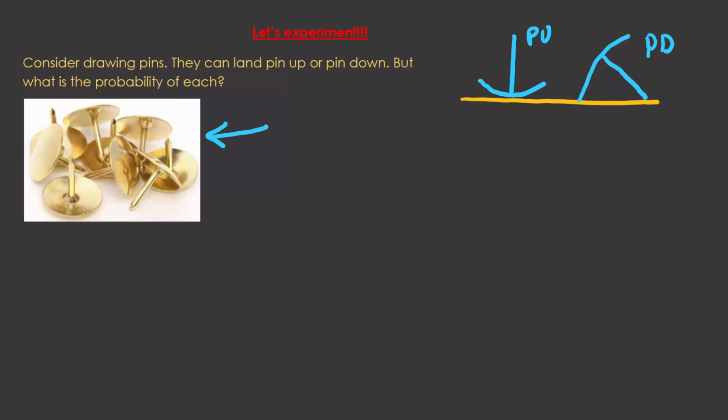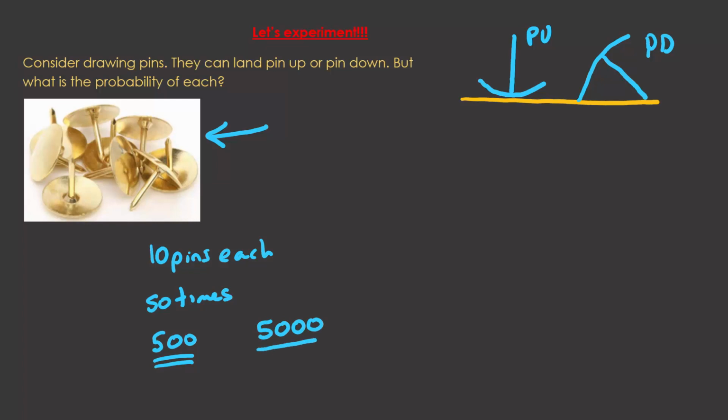Now, a good way to do this is to give some students 10 pins each and get them to toss them maybe 50 times. And that means that they now have 500 pins that they've tossed. Now, let's suppose you've got 10 groups of students. You've then got 5,000 tosses of a drawing pin. That's quite a few. And you might get, say, 2,833 out of those landing pin up, and then you would say that your relative frequency is that.